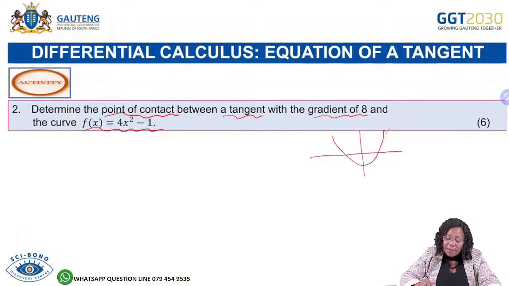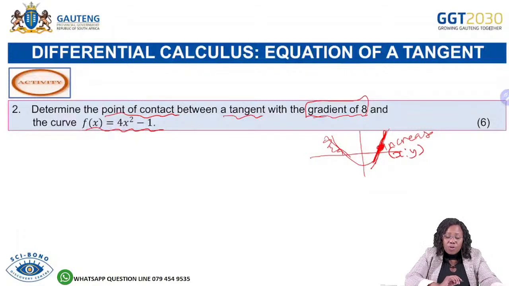And then the gradient is 8, therefore it's positive, it's an increasing one, it can't be on this side. It's only this one. Why? Because the gradient is positive, it must be an increasing function. So it touches this graph at a point of contact, 1 point there. They say determine the coordinates of this point of contact. What is x and what is y there? So what we are going to use, grade 12, is this gradient that is given to us.